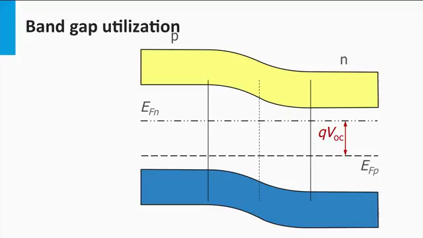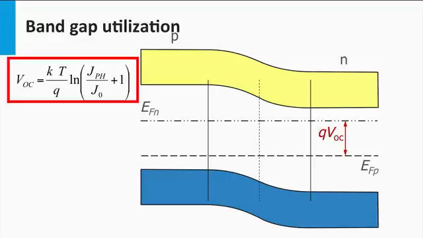First, we start with the design rule, the bandgap utilization. Here you see a PN junction. On the left, the P-doped, and on the right, the N-doped. Further, we see the quasi-Fermi levels. The extent of splitting between the quasi-Fermi levels determines the open circuit voltage. Earlier this week, we have deduced an expression for the open circuit voltage, which is shown here. The open circuit voltage depends on the irradiance and the diode leakage current in the dark.